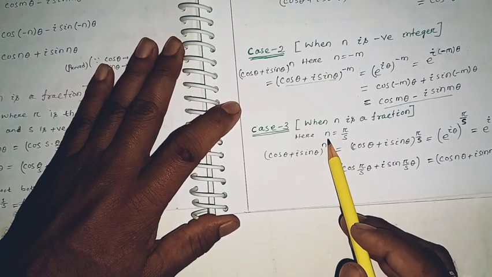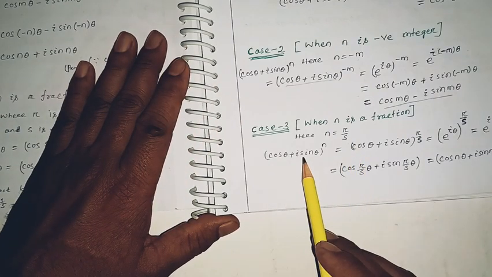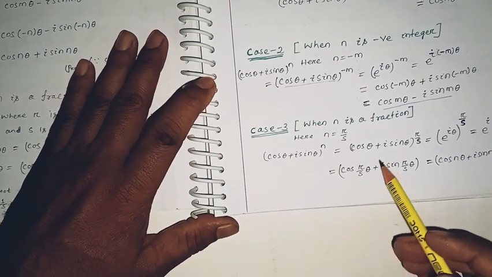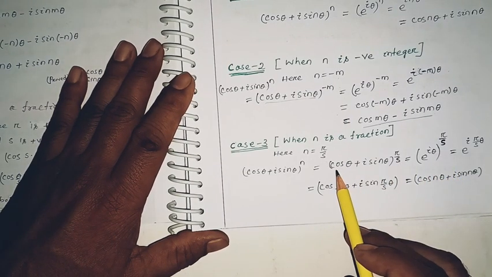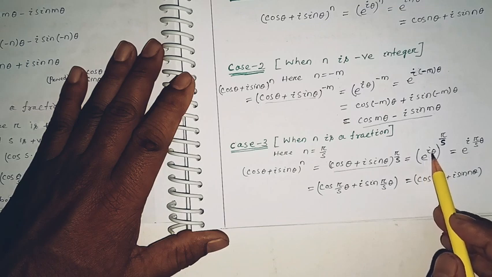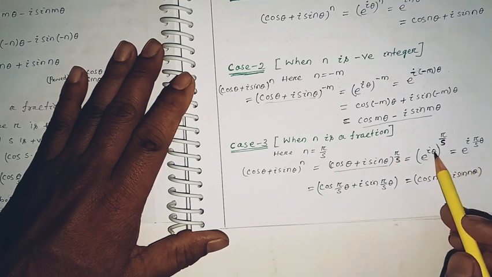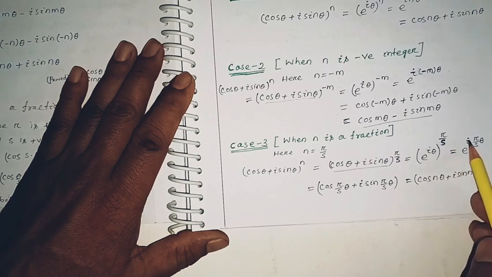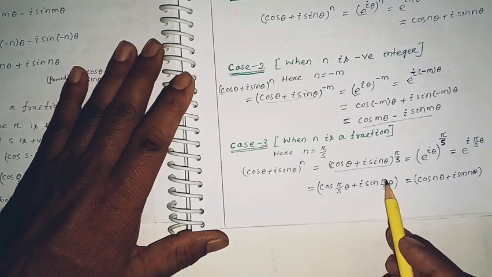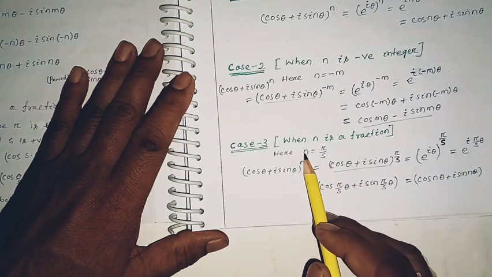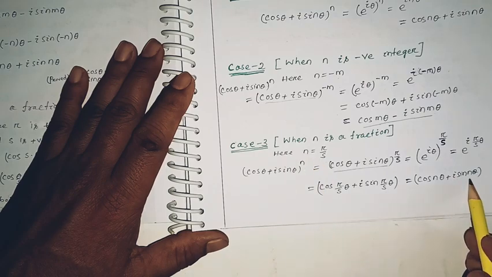For that we consider n equal to r by s. So (cos theta + i sin theta)^n can be written as (cos theta + i sin theta)^(r/s). By Euler's formula, this can be written as (e^(i theta))^(r/s). So that can be written as e^(i r/s theta). Again considering Euler's formula, we can write cos(r/s theta) plus i sin(r/s theta). Already we considered r by s is n, so cos n theta plus i sin n theta.